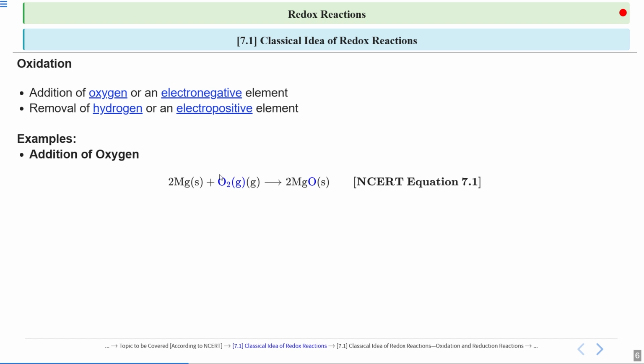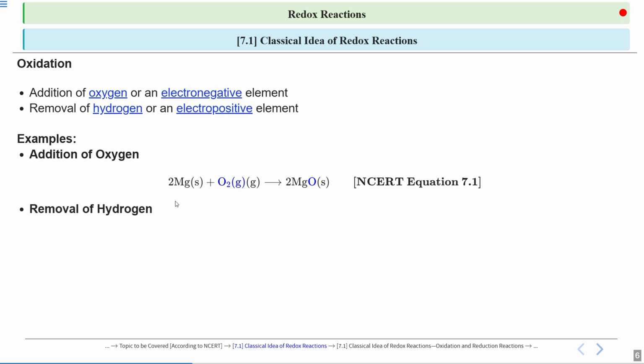So in the reactant, you will find that there is no oxygen present with magnesium. Magnesium is reacting with oxygen. While in the product, you will find that magnesium oxide has been formed, which means that oxygen has been added to magnesium, forming the compound magnesium oxide. And this addition of oxygen is directly related with the term oxidation. And this equation in NCERT is equation 7.1.